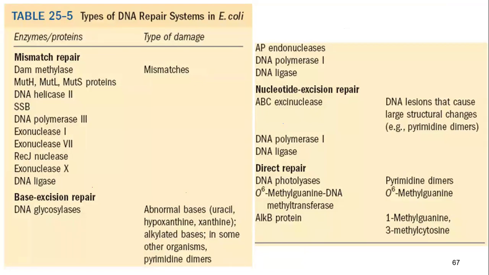So types of DNA repair synthesis systems in E. coli are listed in this table. Mismatch repair, base excision, nucleotide excision repair, direct repair. And if you look at it, under mismatch repair, you will see Dam methylase, all the enzymes, DNA polymerase 3, exonuclease 1, exonuclease 7, exonuclease 10, DNA ligase, base excision repair, DNA glycosylases, which we have just seen.